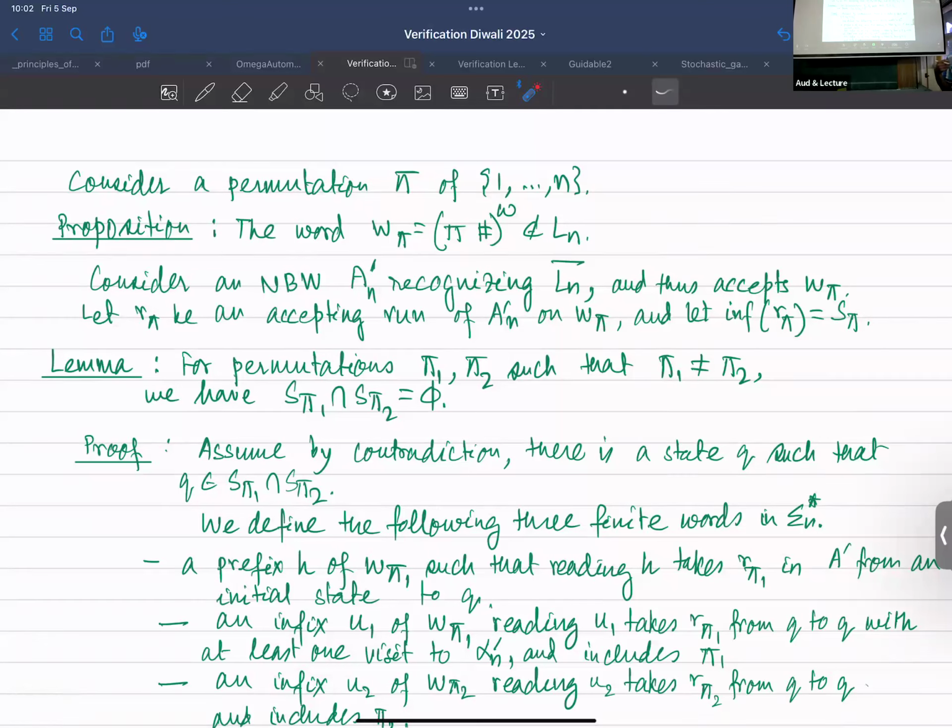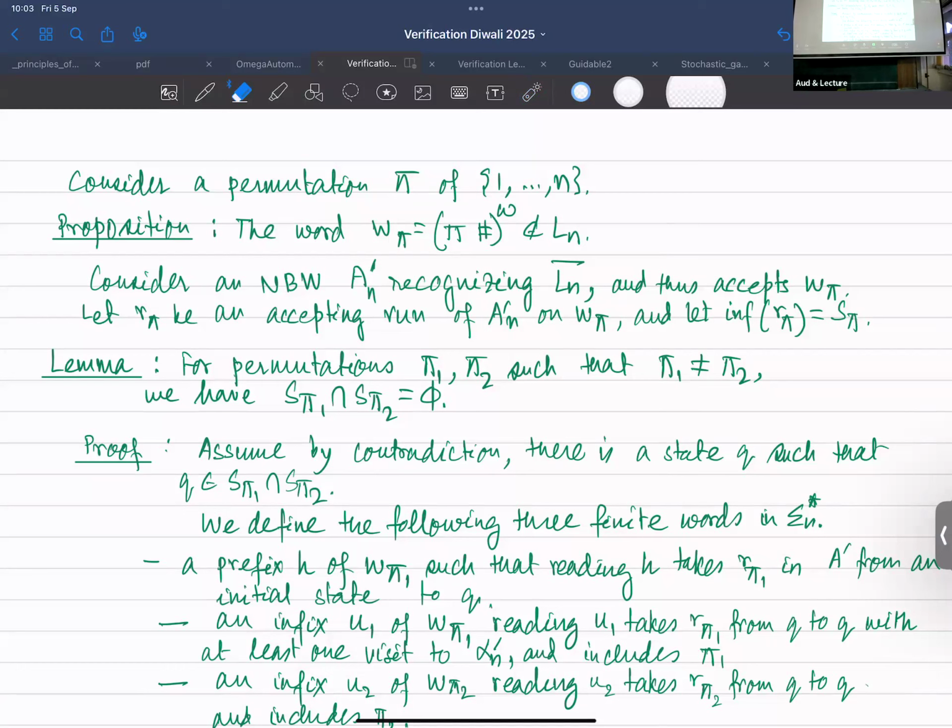And let the set of states which appear infinitely often in this accepting run be capital S pi. Clear? So again, what is S pi? I'm saying that pi sharp omega is not in the original language, so it should be in the complement language. Suppose I have an automaton accepting the complement language, call it AN prime. Since it accepts this omega word pi sharp omega, it should have an accepting run, and that accepting run should visit some set of states of AN prime infinitely often. I call that S of pi.